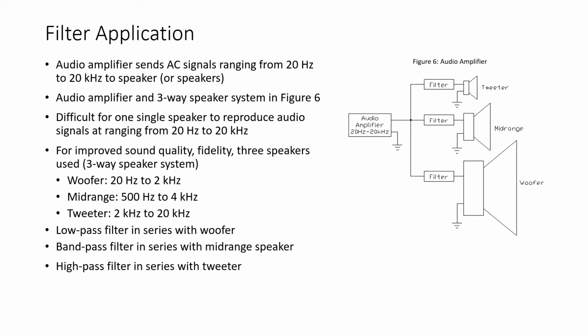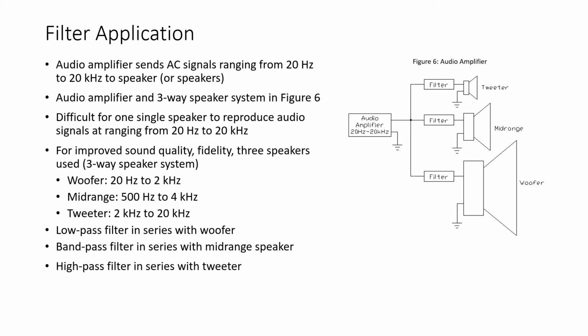So let's start by discussing an application of filters. And I always like to use this application of a simple audio amplifier and a three-way speaker system. So our audio amplifier produces AC signals ranging from 20 Hertz to 20 kHz. And it sends these AC signals to a speaker or to a set of speakers. So in figure 6, we see the audio amplifier, and we see three speakers: the tweeter, the mid-range, and the woofer. And the reason we do this is that it's difficult for one single speaker to reproduce audio signals that range all the way from 20 Hertz to 20 kHz.